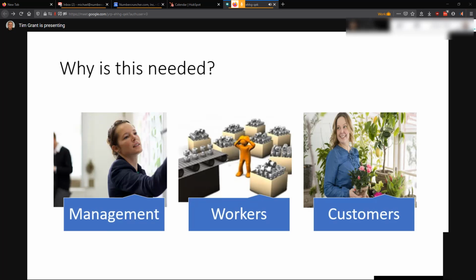So first, why do we need a strategy? All businesses have three major stakeholders in the competent running of the business: management, the workers, and the customers, who expect faster and better service all the time. This creates a strain on the business, of course, to meet the needs and wants of the three groups, to make the enterprise successful.